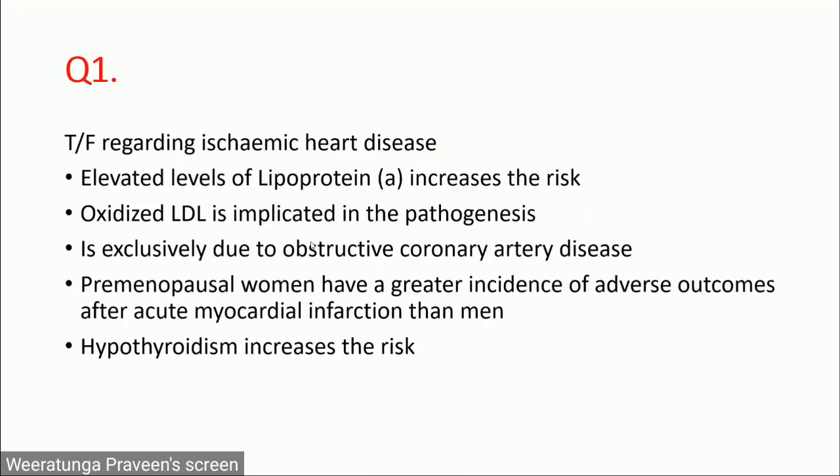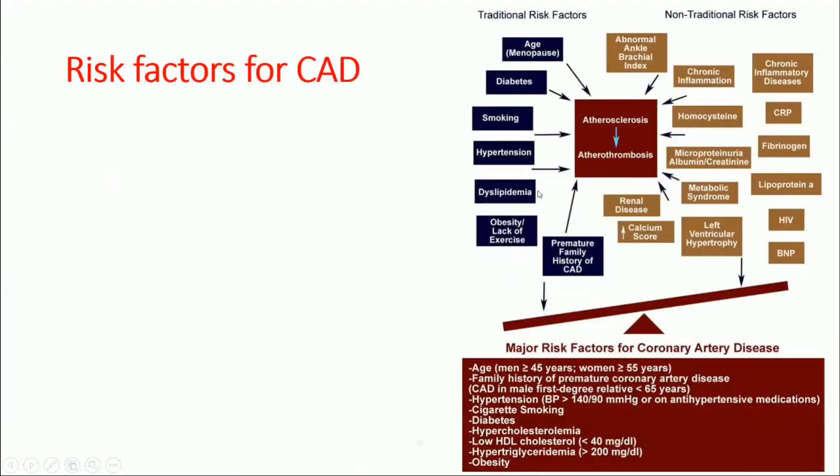Right. Now, this first MCQ focuses on the risk factors for ischemic heart disease. And this is hopefully an easy sort of thing to talk about. Of these 5 statements, I'll start with statement number 3 right at the start. Ischemic heart disease is not exclusively due to obstructive coronary artery disease. Because that is common sense. That is, even if you have absolutely normal coronaries, if the demand of the heart is increased, they can still have ischemic heart disease. So that is false.